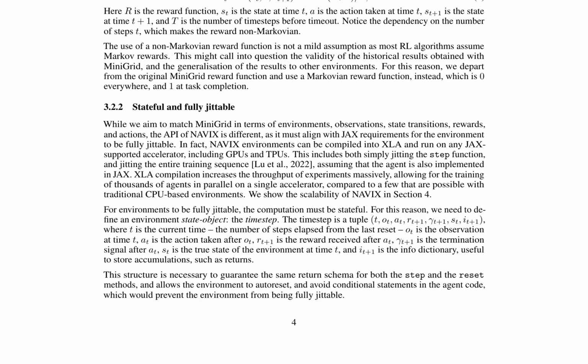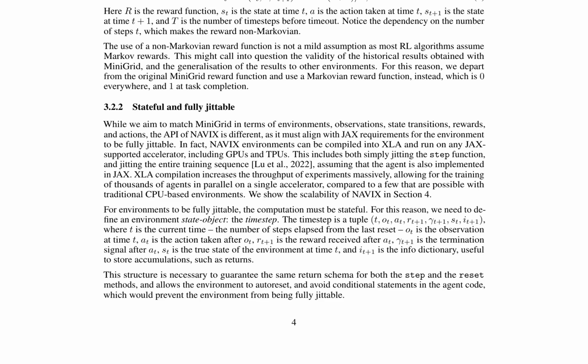In addition, the paper addresses the limitations of the original MiniGrid reward function, which is non-Markovian due to its dependency on the number of steps taken by the agent to reach the goal. NAVIX departs from this function and uses a Markovian reward function instead, which is 0 everywhere and 1 at task completion. This change may call into question the validity of historical results obtained with MiniGrid and the generalization of these results to other environments.